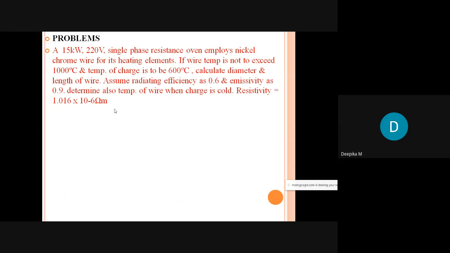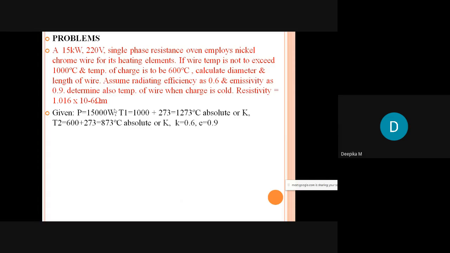is to be maintained at 600 degrees Celsius, and we have to calculate the diameter for this temperature range. They have given that the radiating efficiency is 0.6 and the emissivity is 0.9. We also have to determine the temperature of the wire when charge is cold. So this is the given data.